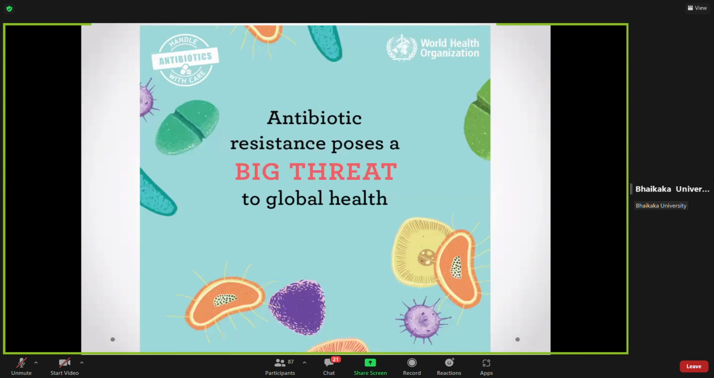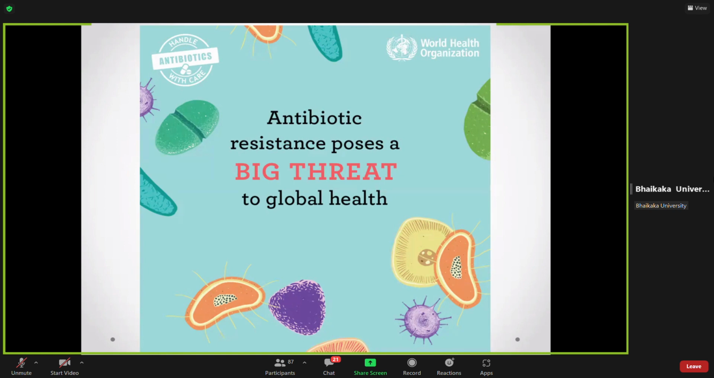Antibiotic resistance poses a big threat to global health, because whatever antibiotic we discover, sooner or later the most medically important bacteria become resistant. That's how we are left with no use of that particular antibiotic, or no productivity of that antibiotic in any kind of infection. So that is the biggest problem with antibiotics.